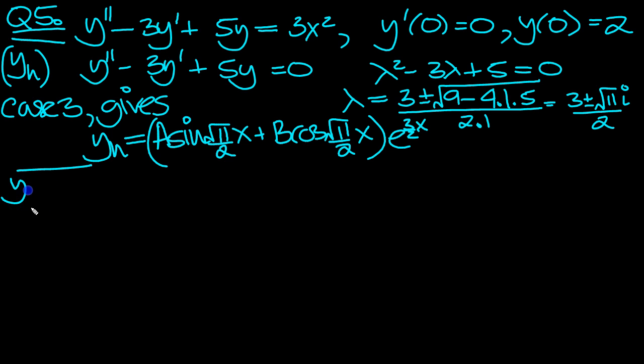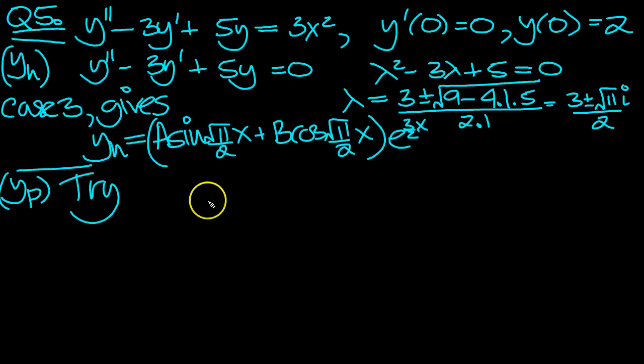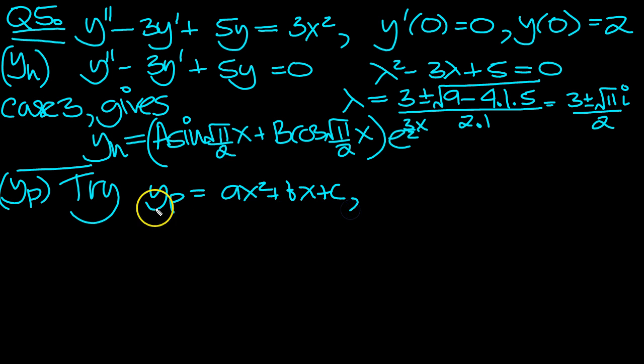Now we'll focus on yp, to get the particular solution part of the problem. So here, what do we try? Well, the right hand side is 3x squared. Let's go to our table, that's here. So this is what we try. So try yp is equal to ax squared plus bx plus c. Then y dashed is equal to 2ax plus b, and the constant goes to 0, doesn't it?